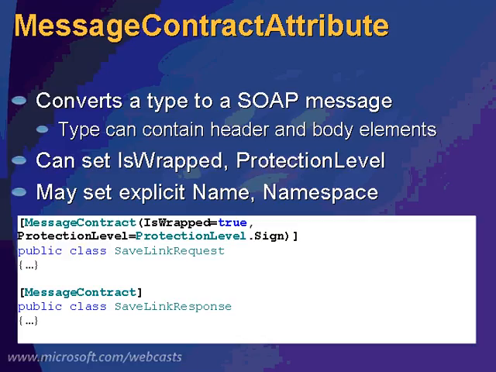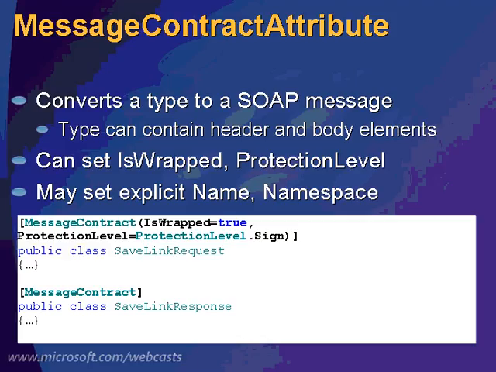Now what you see is that the message contract has IsWrapped set to true and ProtectionLevel sign turned on. What that means is that in this example, the SaveLinkRequest type, which is presumably the message that comes in when we call SaveLink, is going to receive a message that is signed but not encrypted. By default, it's usually signed and encrypted. And then again, the SaveLinkResponse is a message contract as well with no particular declarations on it.